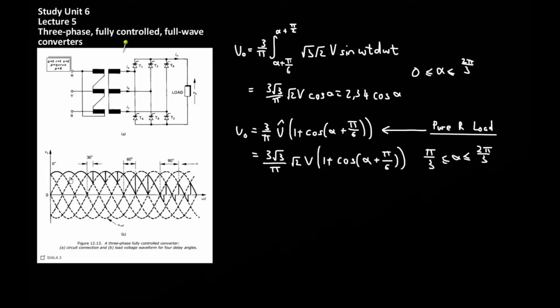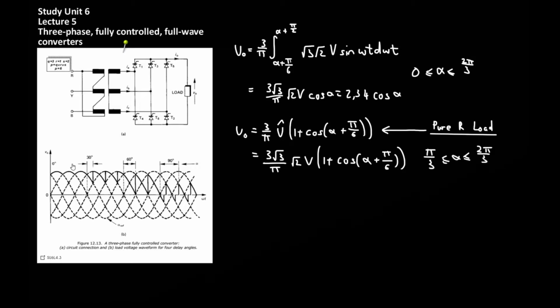So shown on the diagram here is the output waveform, or rather the output voltage, for different delay angles. When the delay angle is 0 degrees, then the pulses are quite close to each other and the output voltage average is quite high. As the delay angle increases, these pulses become further and further apart, and eventually when the delay angle is 90 degrees or pi over 2, then the pulses are very short and almost triangular in nature.